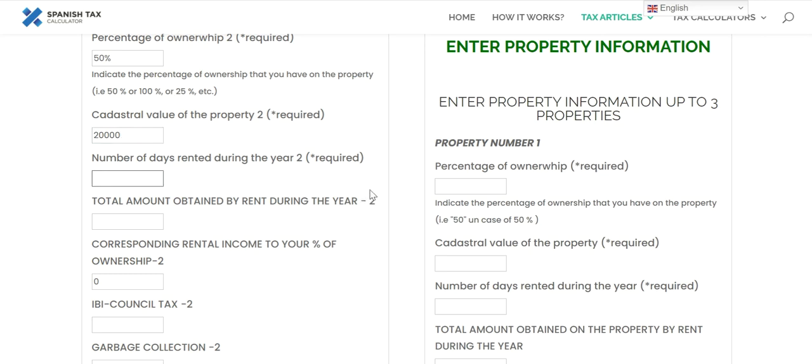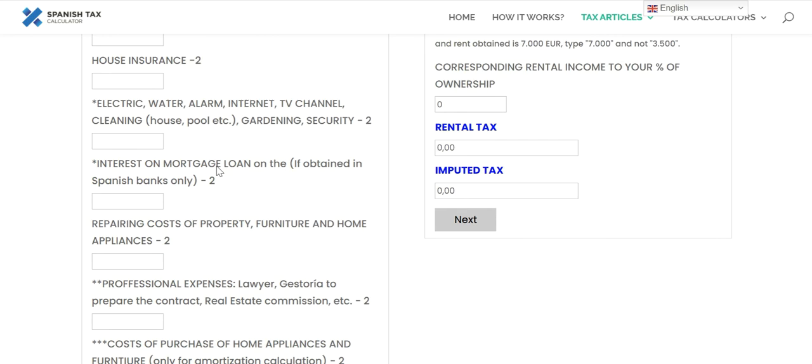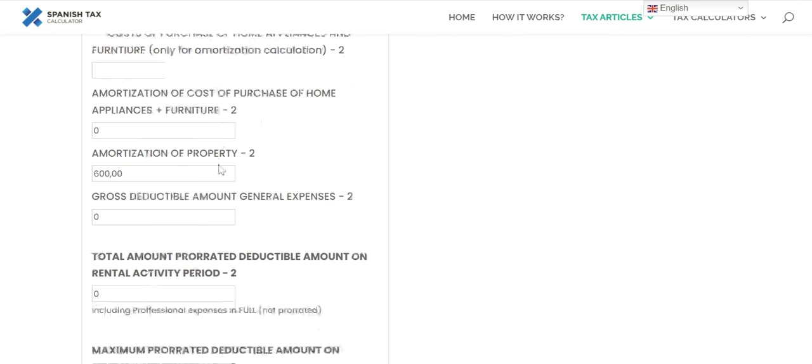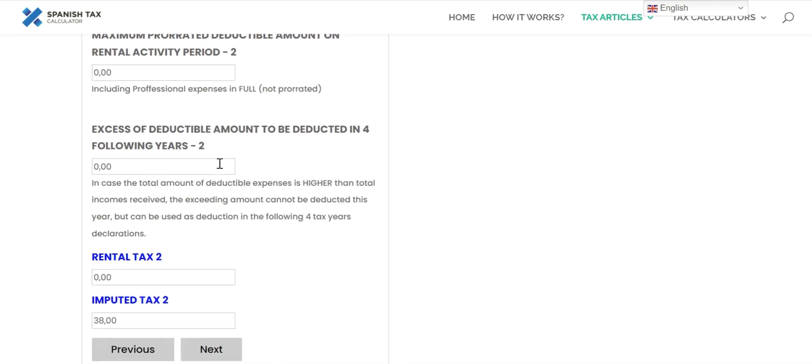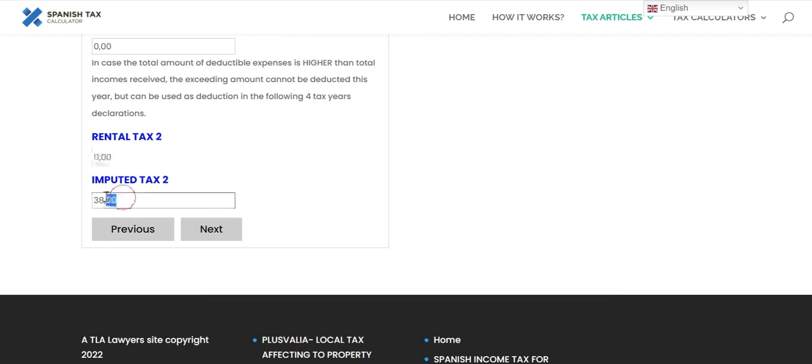It's not rented, so you have considered it not necessary to rent the garage together with the apartment for the time of the year in which the apartment was rented. So all these concepts then make no sense, because there was no rental activity. Obviously, as there is no rental income, there is no rental tax, and there will be only imputed tax, because the garage has not been rented.